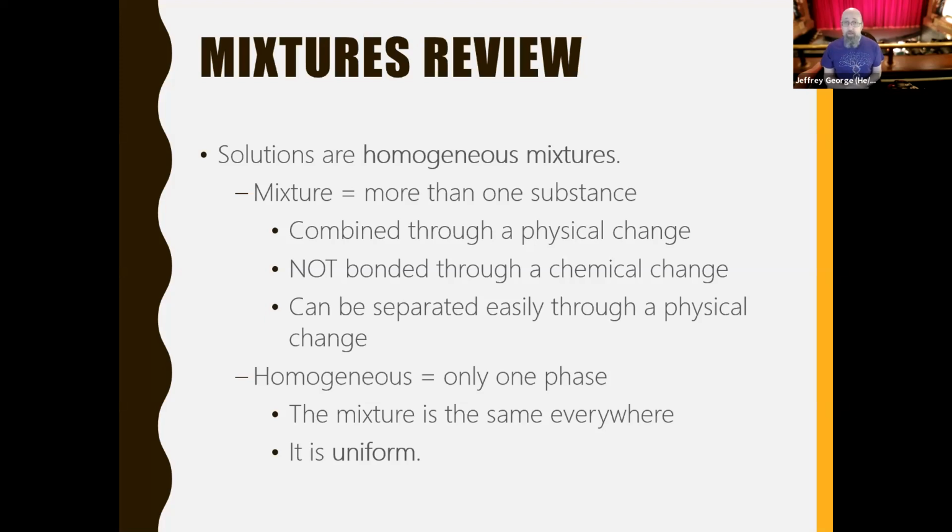Now, on the other hand, if I pour sand in water, stir it as long as I want to, it won't dissolve. And then I'm going to be able to see two different parts, the sand part, which is solid phase, and the water part, which is liquid phase. So that would be a heterogeneous mixture. I can see two different phases, different parts. With the salt water or the sugar water, I can only see one thing, and so it's uniform everywhere.